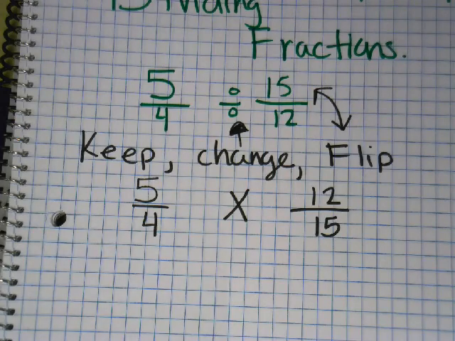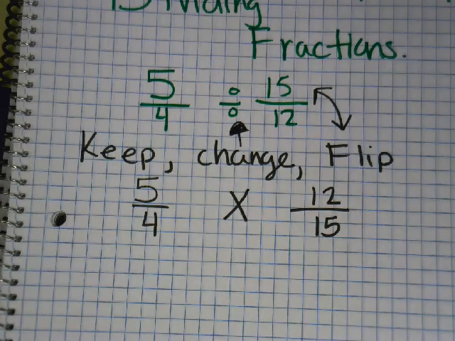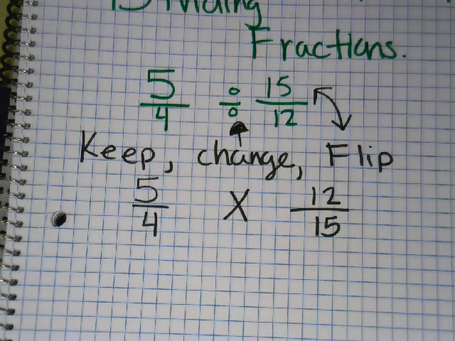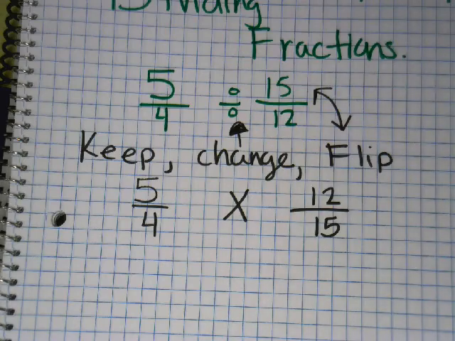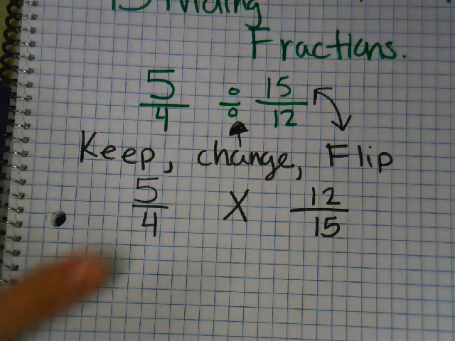All right. Now, you multiply straight across. 5 times 12 is 60. 4 times 15 is 60. I'm going to review with you how to simplify the corners.